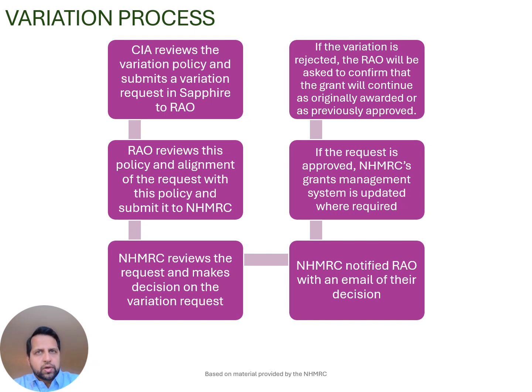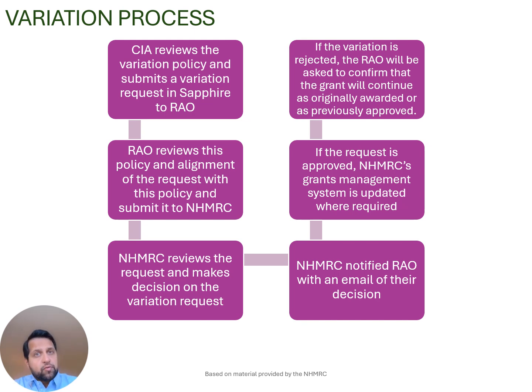NHMRC will then review the request and make a decision on your variation request. It might be either approved or rejected. Once the decision is made, NHMRC will notify the Research Administrative Office via email. If it is approved, NHMRC's Sapphire system will be updated accordingly. For example, the milestones and the financial requirements will be updated. If it's an extension of the grant, the end date will be updated. It depends on what type of variation you have submitted.